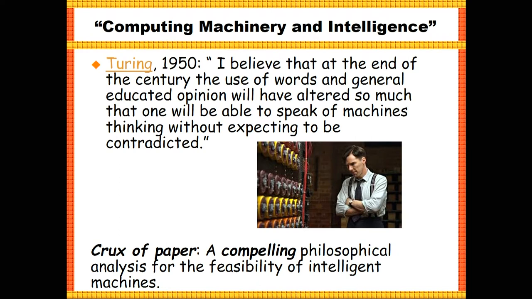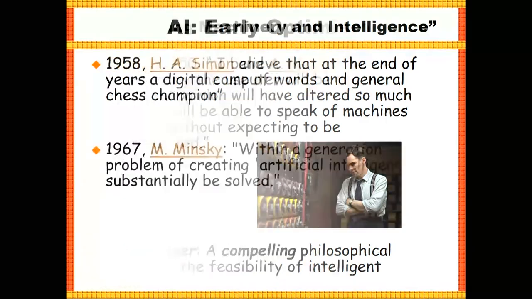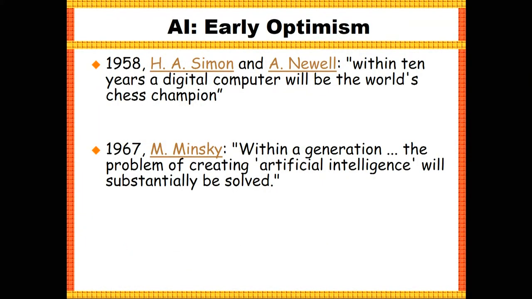Well, the century has come and passed. Are machines intelligent? Now we can debate it, okay? They're more powerful, they're faster, but are they intelligent? It's a matter of debate. So Turing perhaps was too optimistic. And in fact, this early optimism was a feature of the field.